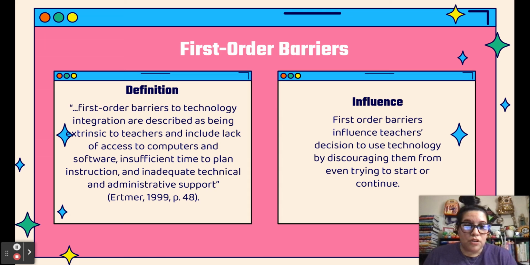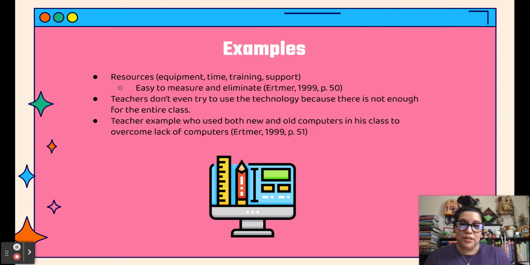First order barriers often influence teachers' decision to use the technology by discouraging them from even trying to start or to continue. So these are a lot of the things that teachers will say: why am I even going to try this when I don't know how to use it? Or we haven't had a training on how to do this, so how am I supposed to start doing this with my students? Or I don't have enough time to plan how to use the technology in my classroom, so I'm just not going to. So it's things out of their control that discourage them from the beginning. Examples, again, are equipment, time, training, and support.